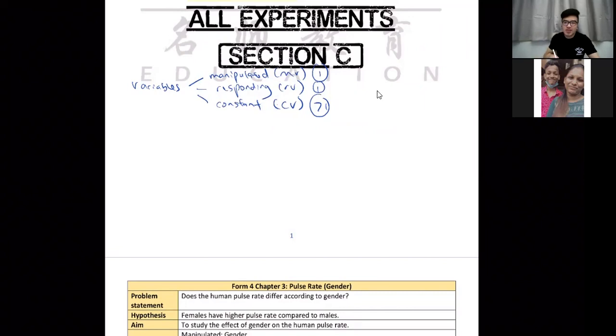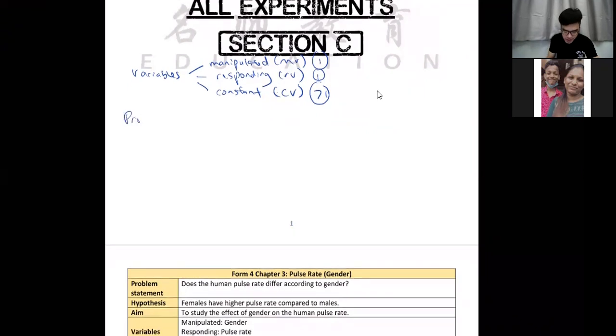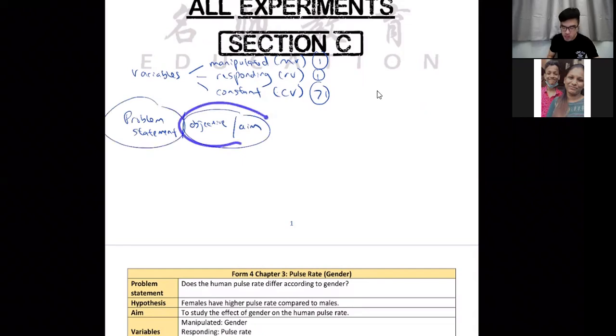So after you have your variables, you should be able to write these few things. Number one, problem statement, or objective, or aim. They are basically the same thing. So how do you write aim and objective? What's the difference between aim, objective, and problem statement? Aim and objective are in sentence form. Let's say I have an apple, in sentence form. Problem statement is in question form. Do I have an apple? They are the same. It's just that one is in sentence, one is in question.